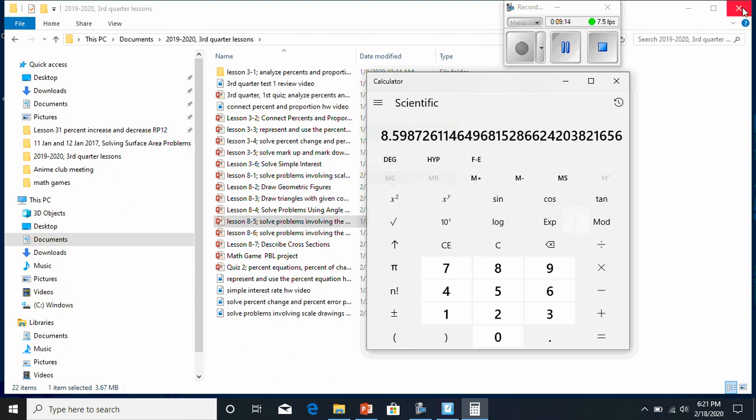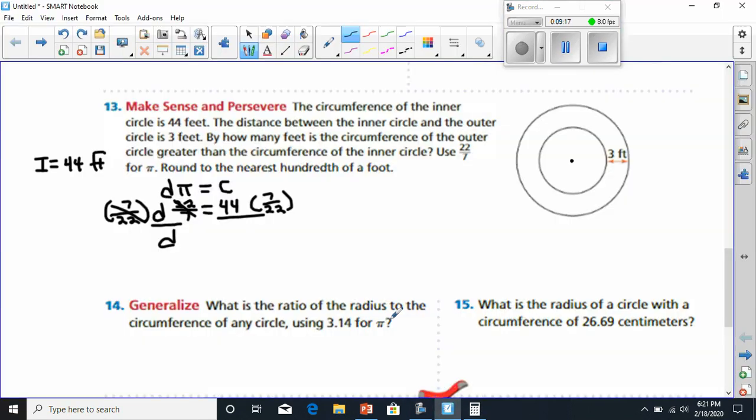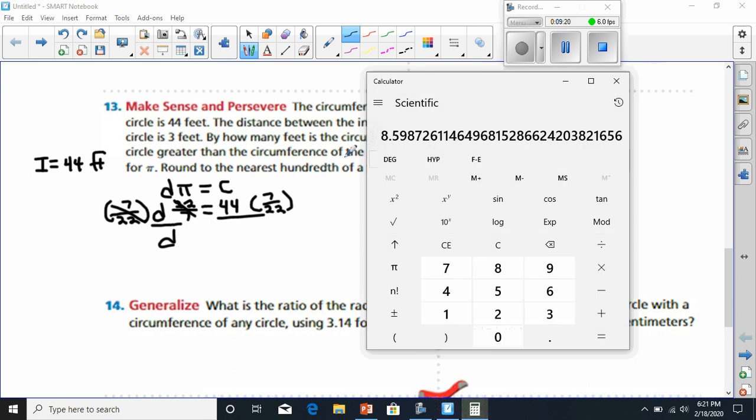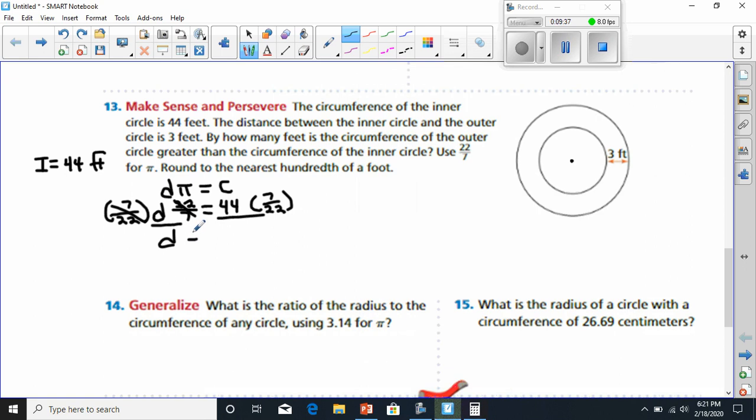Let's see, we got a little issue here. Okay, trying to bring up my calculator. There it is. 44 times 7 divided by 22. That's going to give me 14. So now I know that D equals 14. Remember, D equals the diameter of the inner circle. So the diameter is 14.